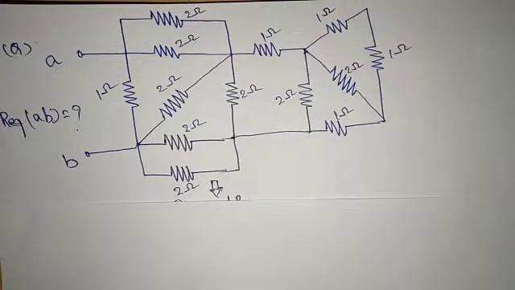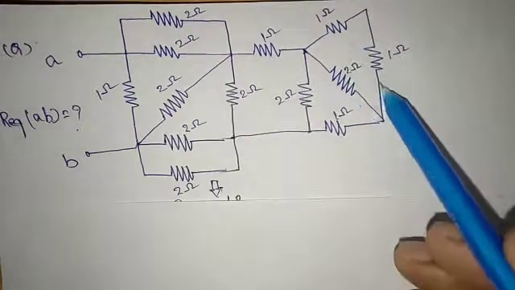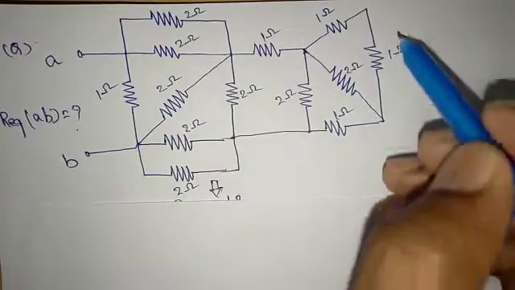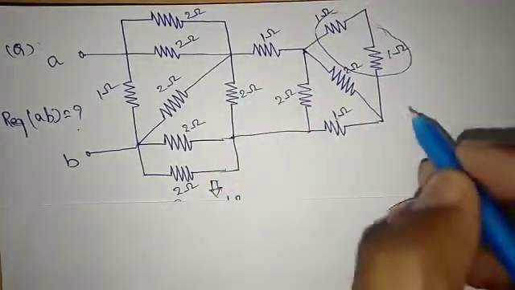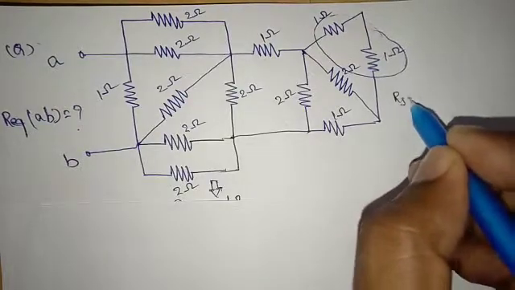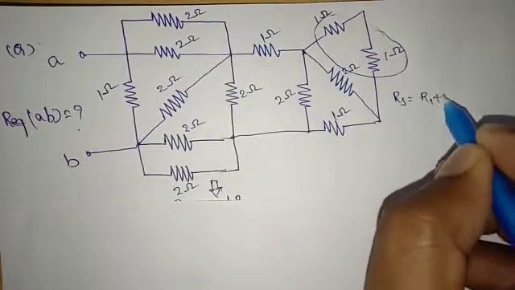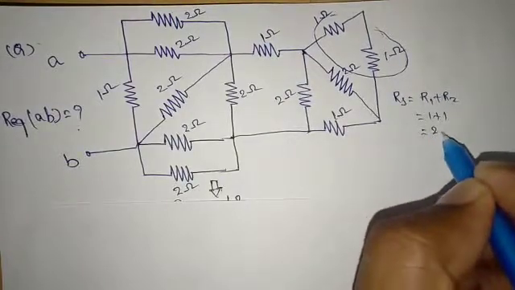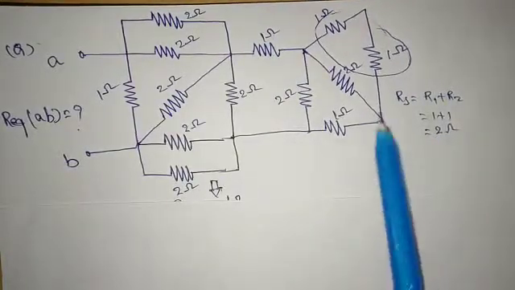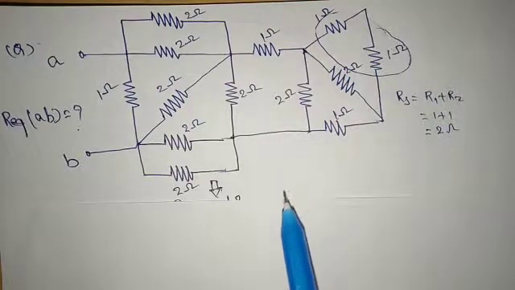We can see here that this 1 ohm and 1 ohm are in series. So we can find Rs is equal to R1 plus R2. So 1 plus 1 is equal to 2 ohms. Then we have to redraw the above circuit.